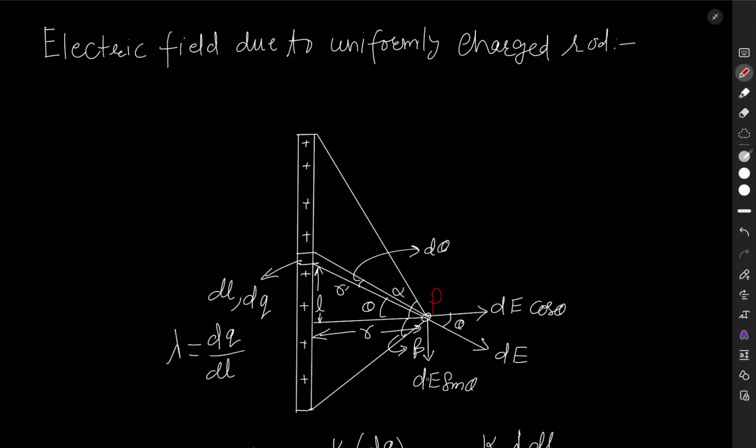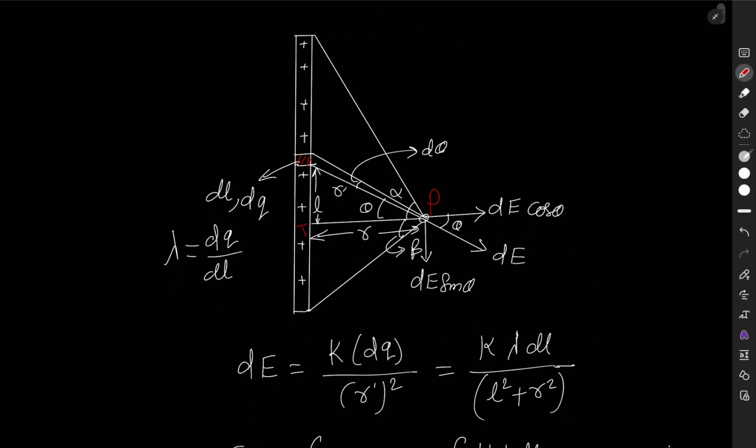First of all, let the distance of this point from this rod be r. Now we want to apply Coulomb's law, and for that we will have to take an elementary charge. So here we take an element of length dl and charge dq, and this element is at a distance small l from this point. Let this point be point T. Because of this charge dq, at point P there will be an electric field dE.